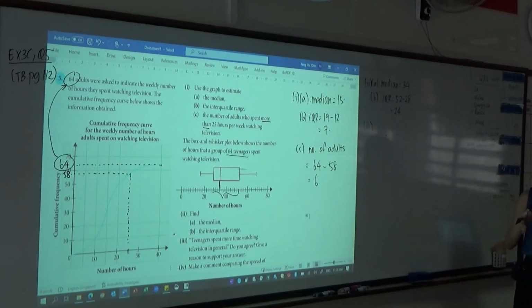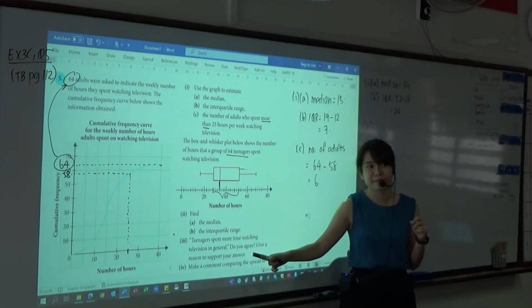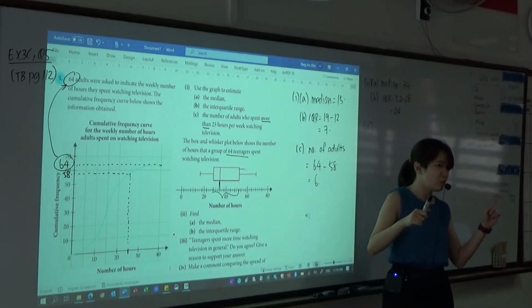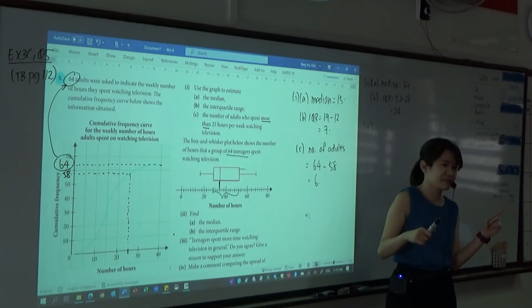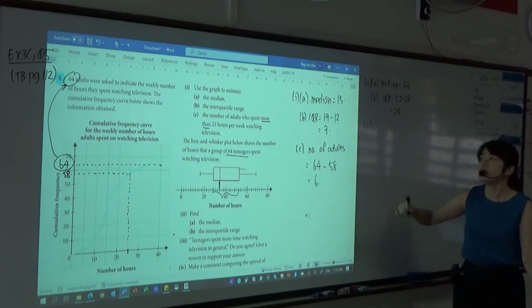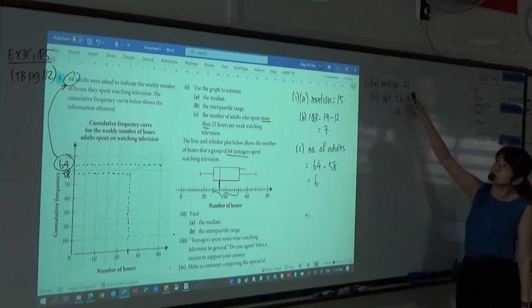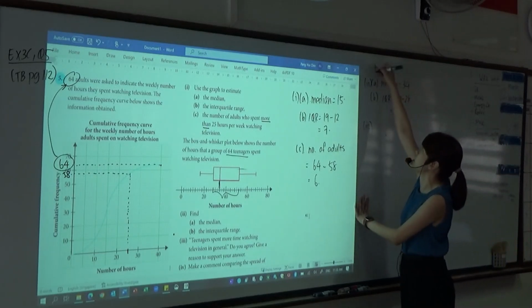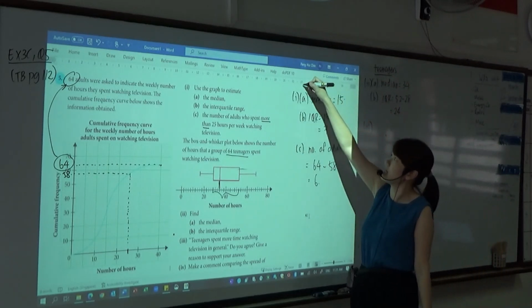In general, so what should we be looking at? Median or interquartile range? The question says teenagers spend more time watching television in general. We should be looking at median. Why? Because median is a measure of average, so in general, we make use of median. We compare the two median values over here. This one is 15, down here is 34. We find that the one for teenagers, which is this data here, has a larger value than the one for adults.